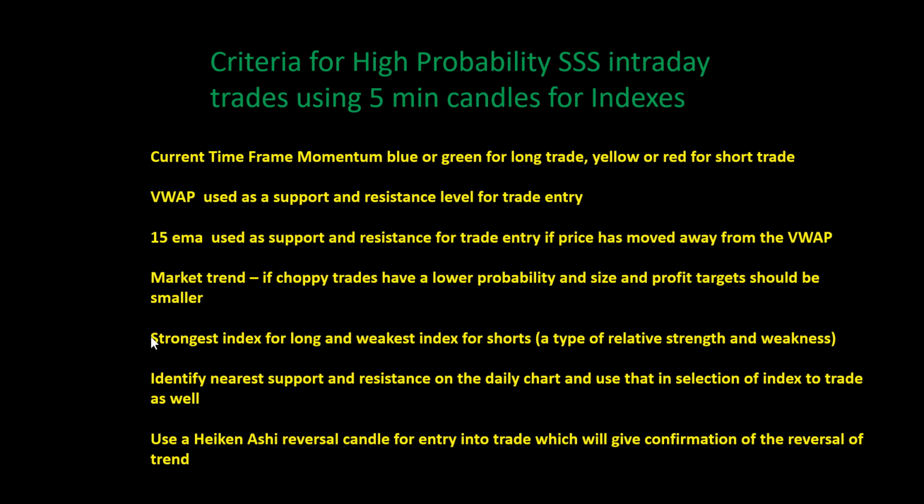Now, when you're trading the index, the SPY, the Qs, or the IWM, you want to take the strongest index if you're going long. In other words, if the Qs are up 1.5%, the SPY is up 0.8%, and the IWM is up 0.5%, you want to trade the Qs. You want to trade the index that's up the most for the day. And you want to trade short the one that's down the most for the day.